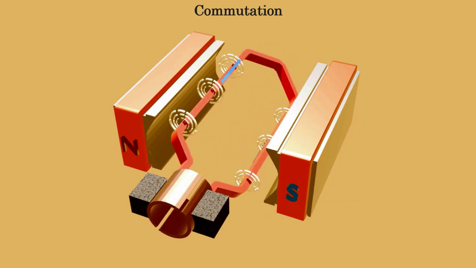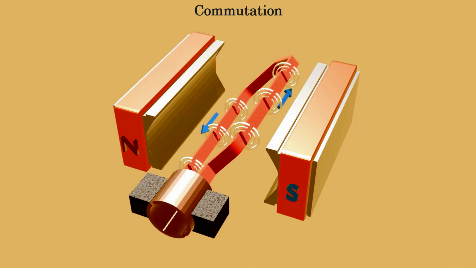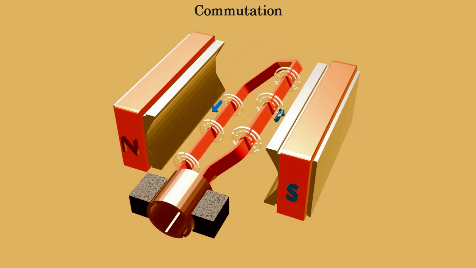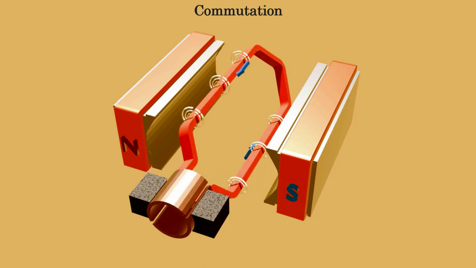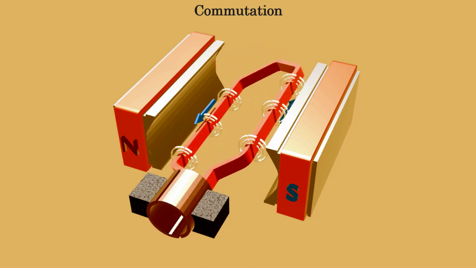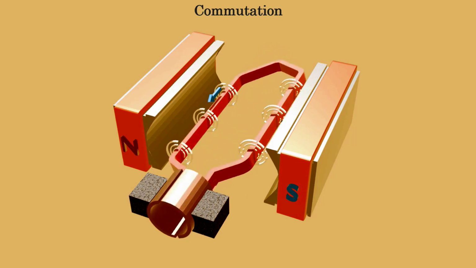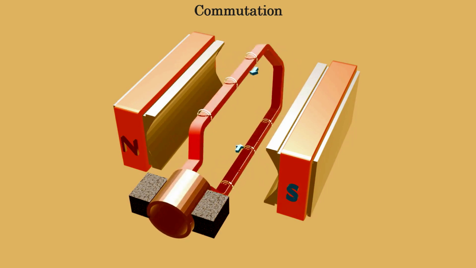Commutation is the act of reversing the current in the armature at the correct time. It's necessary to continue having rotational force on the armature coil as it rotates in the magnetic flux provided by the main field. As the conductor passes through the North Pole field and enters the South Pole field, the current in the coil must be reversed in order to maintain the rotation.